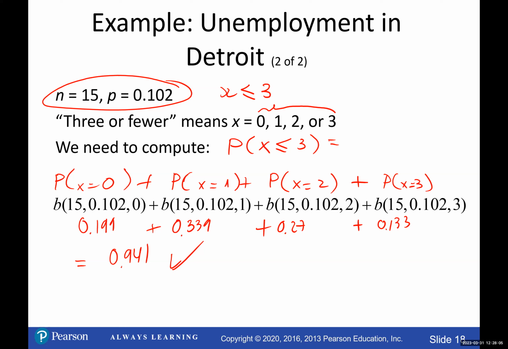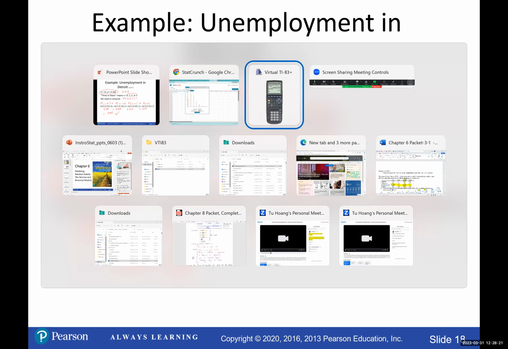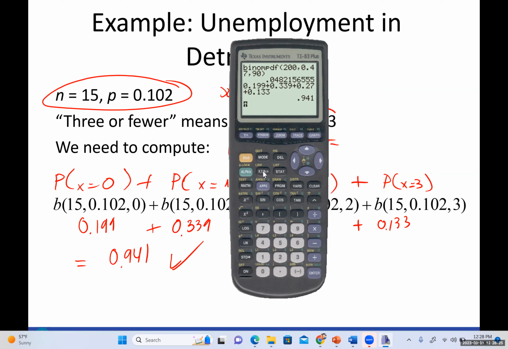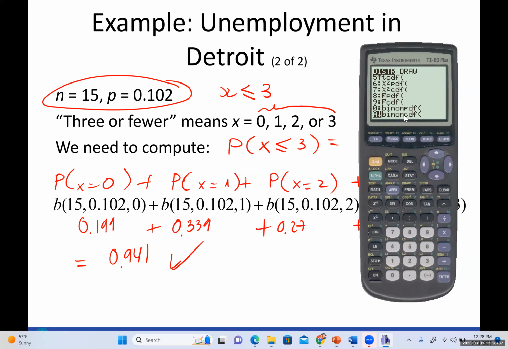So StackRange can do it the right way. The answer is set up to find each case here, so it depends on the cumulative. What about the TI-83? How can I do that? Okay, second distribute, go to binomial CDF. The binomial PDF is for each case exactly equal to, but CDF always says up to. So this CDF is binomial distribution up to. So this is up to 3. You can do that.